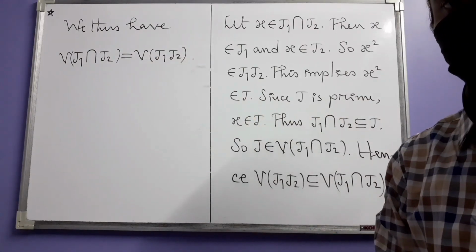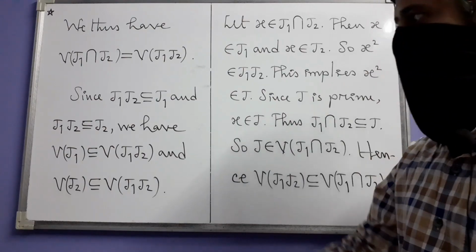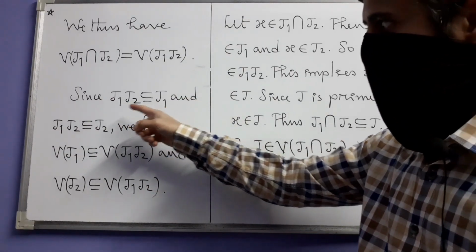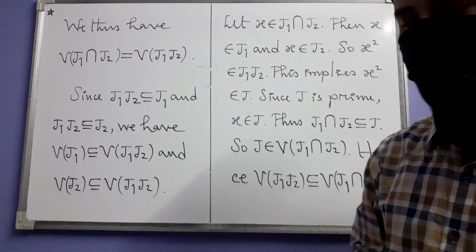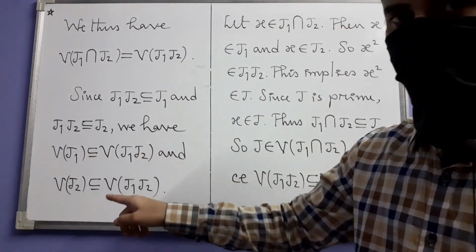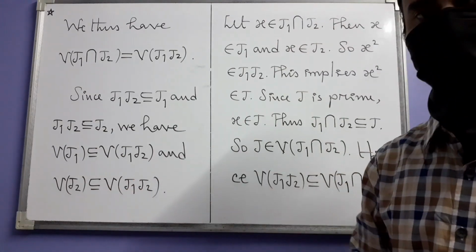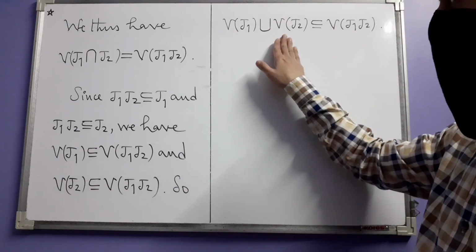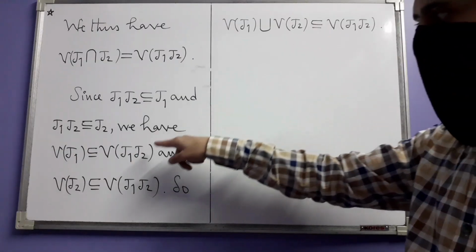Now we go for the other one. Now next you note this. We already know that J1 J2 is contained in J1 as well as J2, and that is why V of J1 is contained in V of J1 J2 and V of J2 is also contained in V of J1 J2. So the union of these two sets is also of course contained in V of J1 J2.